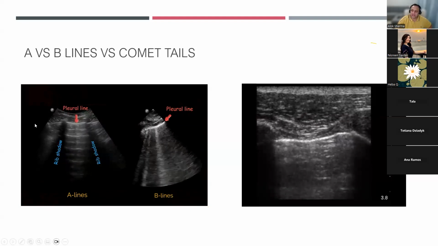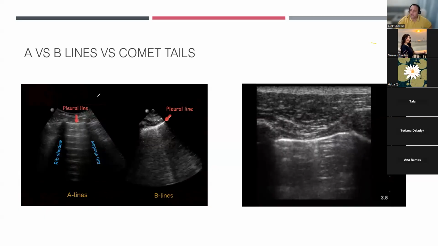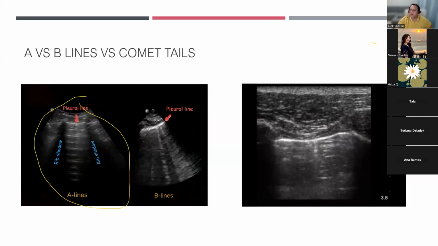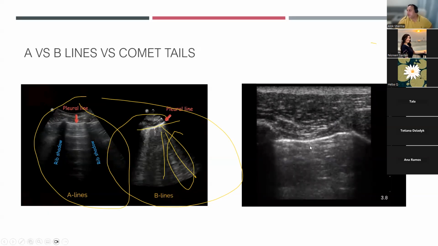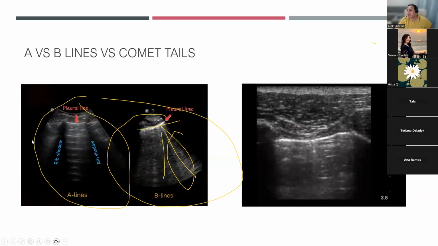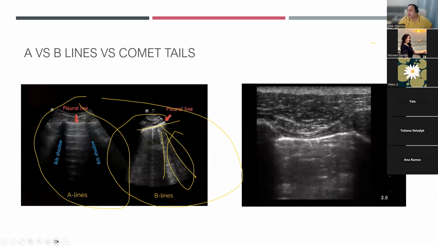Now, this is classical. This is well aerated lung that you see over here on the right-hand side. Pleura, horizontal reverberation artifact or A lines. This is wet lung, pleura, B lines, coalesced B lines. It's much wetter on the left as compared to the right. And then really from our perspective, what you're seeing over here is pleura. This is a very magnified portion of an adult lung, which basically shows a comet tail. And from our perspective, if you can see a comet tail, if you can see sliding, as you can see in all three of these images, you cannot have a pneumothorax.